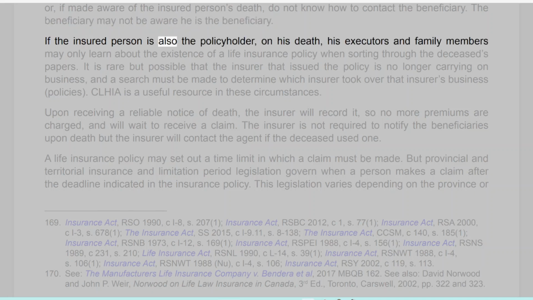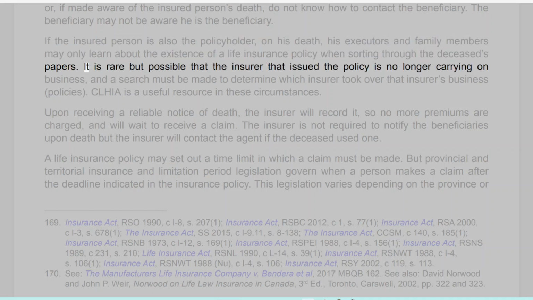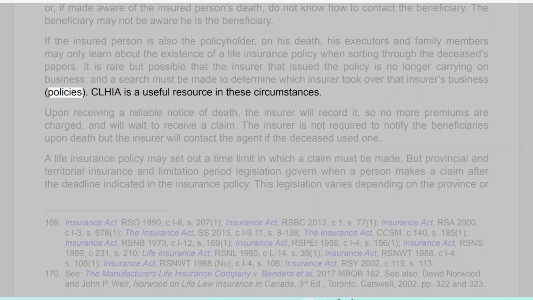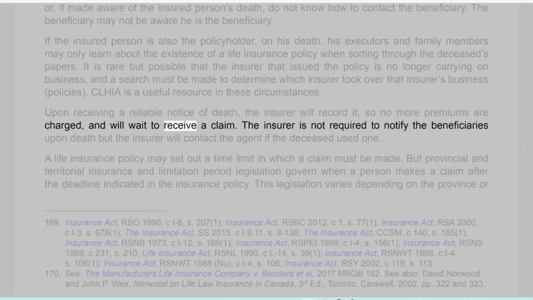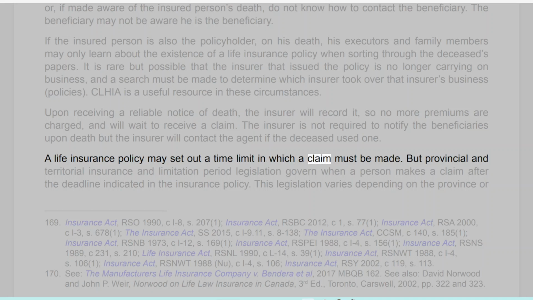If the insured person is also the policyholder, on his death, his executors and family members may only learn about the existence of a life insurance policy when sorting through the deceased's papers. It is rare but possible that the insurer that issued the policy is no longer carrying on business, and a search must be made to determine which insurer took over that insurer's business policies. CIWM is a useful resource in these circumstances. Upon receiving a reliable notice of death, the insurer will record it, so no more premiums are charged, and will wait to receive a claim. The insurer is not required to notify the beneficiaries upon death, but the insurer will contact the agent if the deceased used one. A life insurance policy may set out a time limit in which a claim must be made.